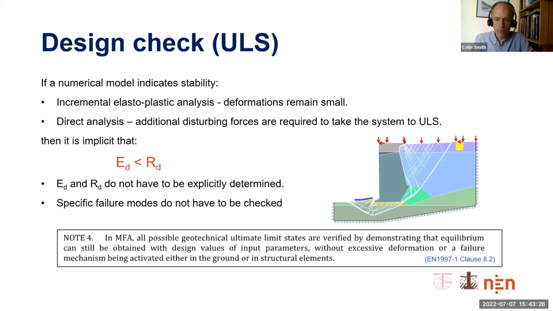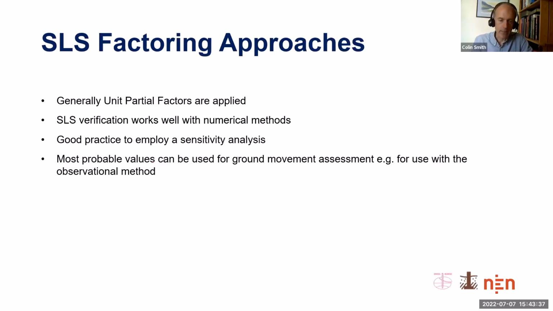That's a brief overview of all the ULS guidance, the key elements in the code. Say a little bit about SLS. Generally, nothing much is changing here. Unit partial factors are applied. SLS usually works well with numerical methods. It's going to give you deformations that you can check. It's clearly good practice to involve a sensitivity analysis when doing SLS verification. And if you're looking, for example, at ground movement assessment, maybe with the observational method, then you might use most probable values of the soil rather than representative or characteristic values. But essentially, most of the guidance is weighted towards the ultimate limit state.